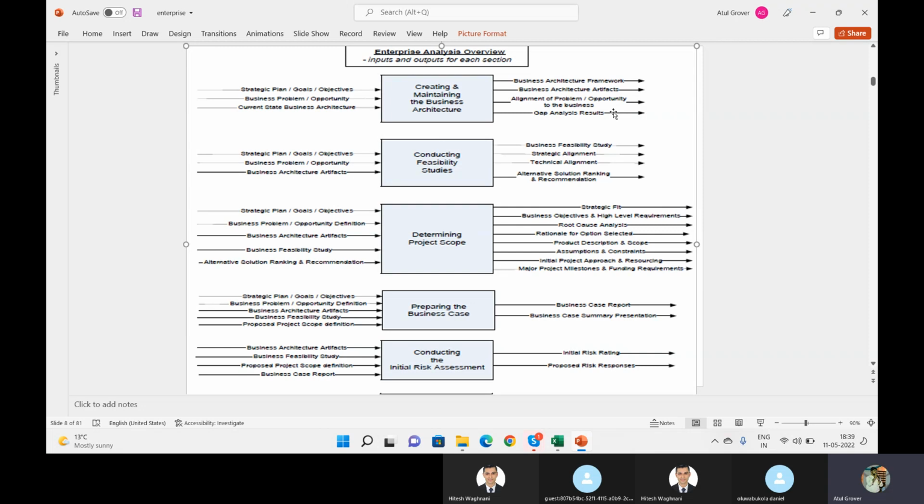Like recently, I read a news item. I forget which bank. It is not HSBC, I forget. There's one bank that entered into the world of the metaverse. To enter that, they did all these things.